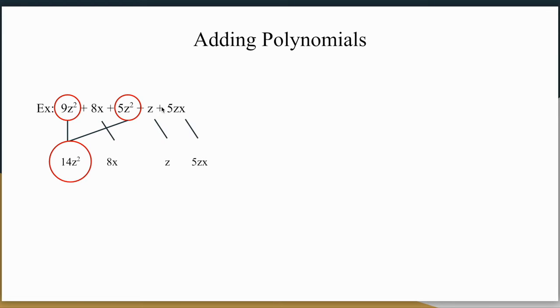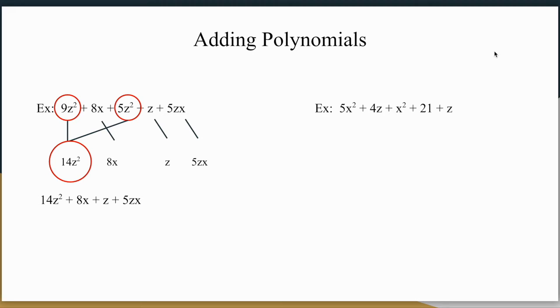Now for the final answer, we're just going to put plus symbols in front of them because there were plus symbols in the top. So we're going to bring the plus symbols downwards to get the final answer of 14z squared plus 8x plus z plus 5zx. Okay, now we're going to try this last example for adding polynomials.